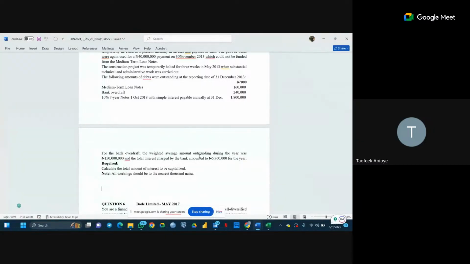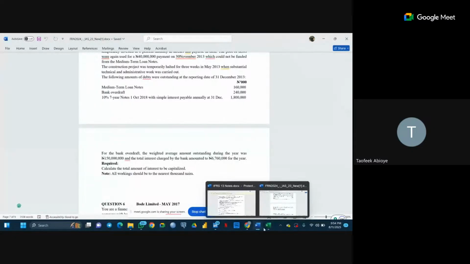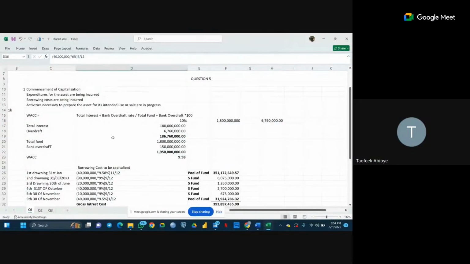So that is why we need to add the interest on the bank overdraft plus every source of financing interest, which is what we did here. So this is the total interest plus bank overdraft. How do we get this total interest? We get this total interest... Sorry, I think I have the working somewhere.